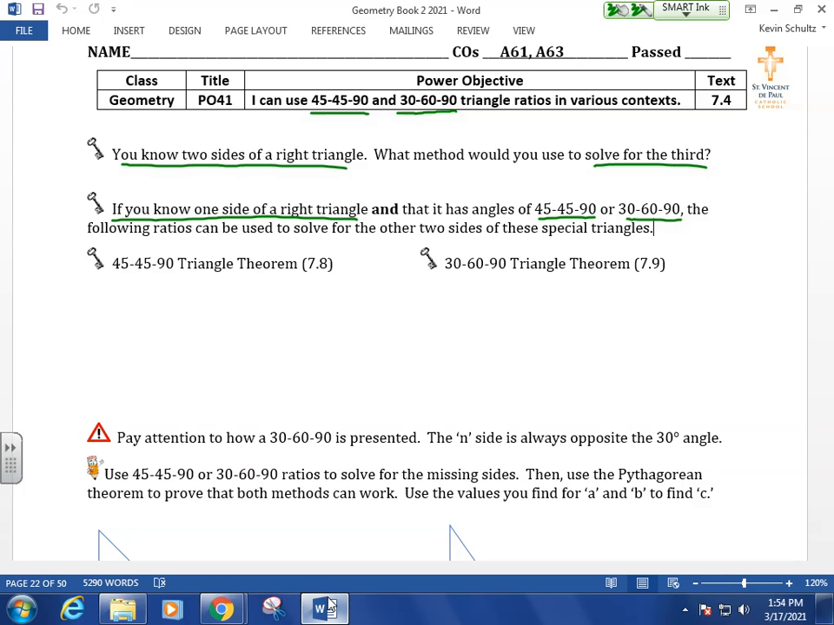Okay, so a 45, 45, 90 triangle, its side lengths are in the ratio of n to n root 2, which means that two of the sides are the same, and then that third side is whatever that length is times the root of 2. And you can probably guess when we draw out a 45, 45, 90 triangle.